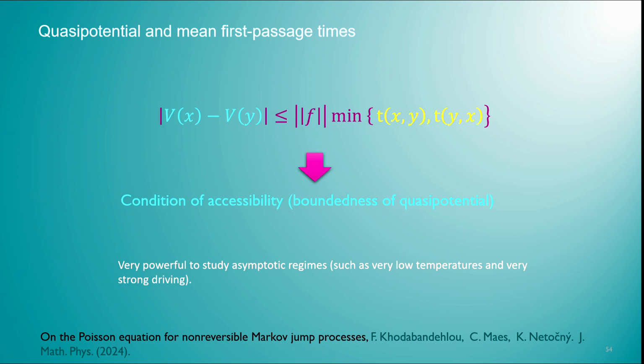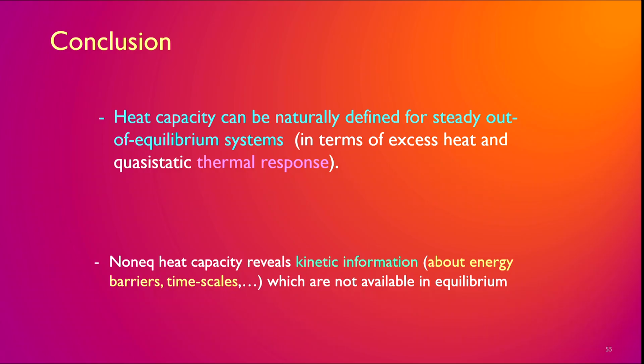So under two conditions, heat capacity is going to zero. First, having a unique dominant state. The second is that the quasi-potential should be bounded. For any given system, I can see whether heat capacity is going to zero at zero temperature or not. Conclusion.